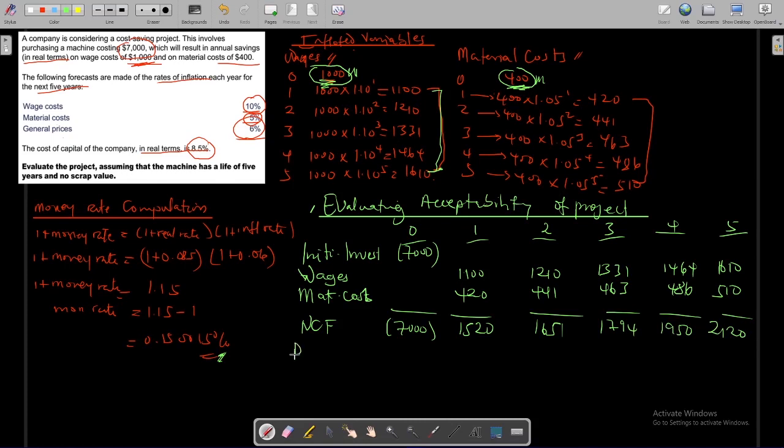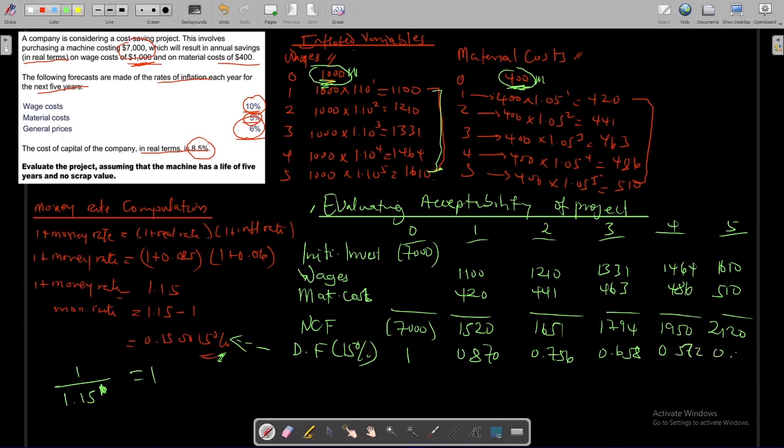Now we need to discount, so the discount factor here is the 15% that we calculated here. So 15% at year 0 will be 1 over 1.15 exponent 0. This will give us 1. So for year 1, that one will give us 0.87. So here will give us 1, here will be 0.870, this one will be 0.756, 0.658, 0.572, and this one will be 0.4497.